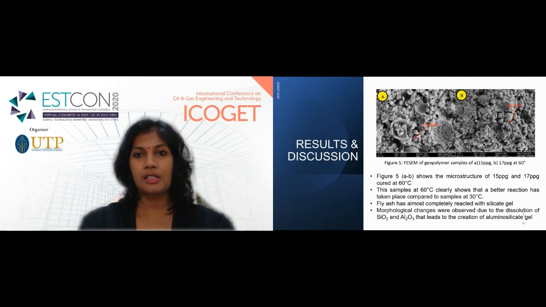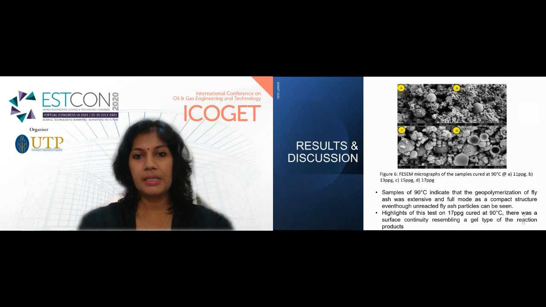Fly ash has almost completely reacted with the silicate gel, and morphological changes can be seen where the dissolution of the silicate and aluminate leads to the formation of an aluminosilicate gel covering the fly ash sample.